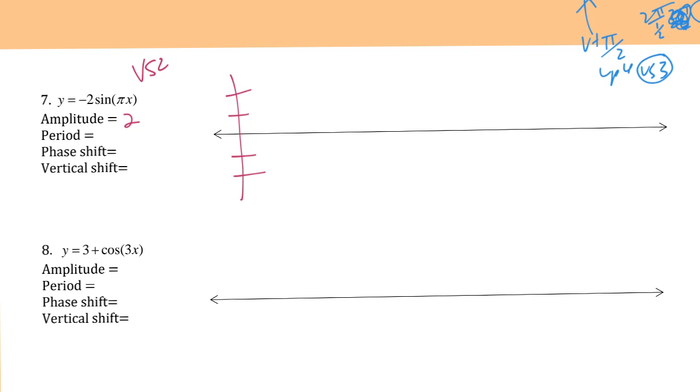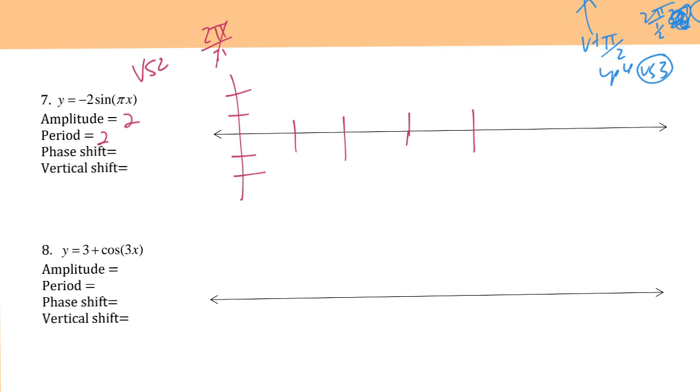Okay, so to find the period, you take the normal period, which is 2 pi, and you put it over b, which is pi in this case. So it's going to be 2. Just 2. And so you're going to go longest, middle, half, and half. The period is going to be 2 units, and the amplitude is 2. The period is going to be 2 as well.